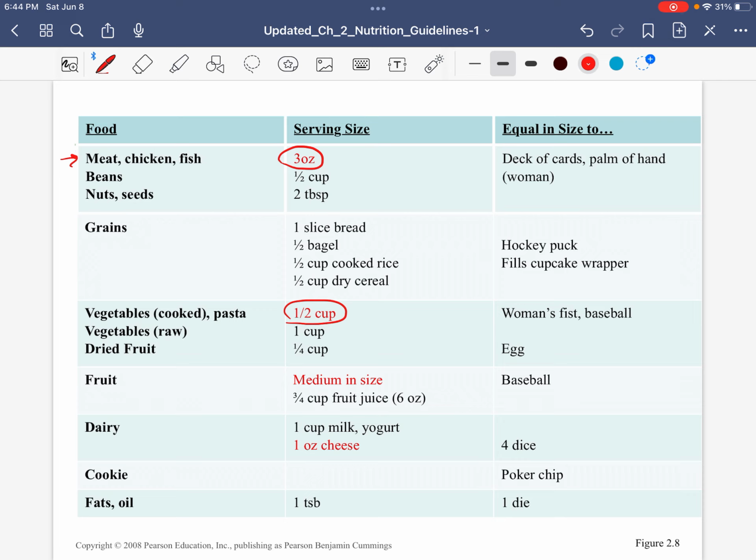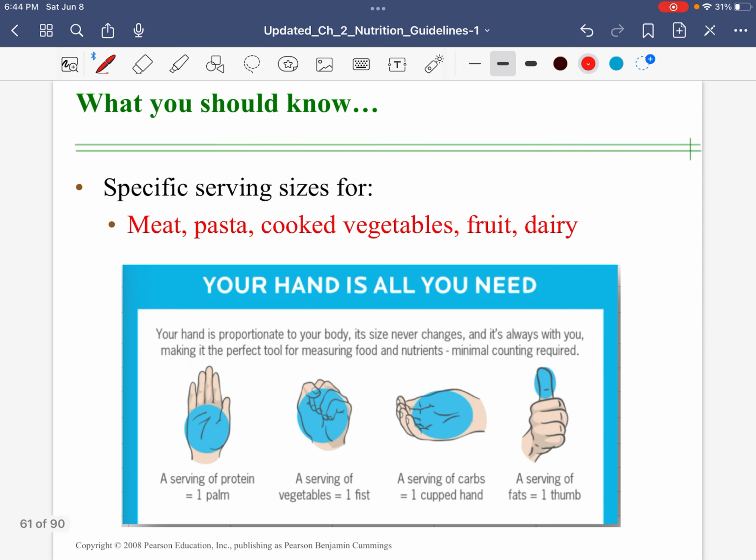For dairy, I'm giving an example of cheese. Who doesn't like cheese? Unless you're a vegan, which is fine too. But 1 ounce, and that's pretty small. So here I've given you some information, but I only want you to know these 3. These 3 are the only ones that I could ask you on a quiz or an exam. And fruit, medium in size, like a baseball. So it's these 4 things, really.